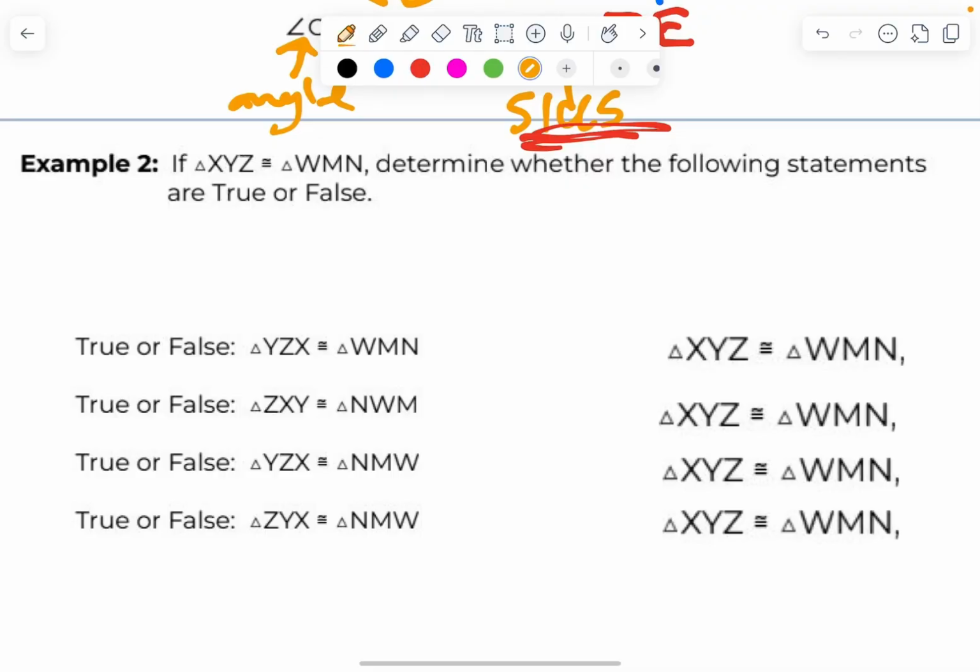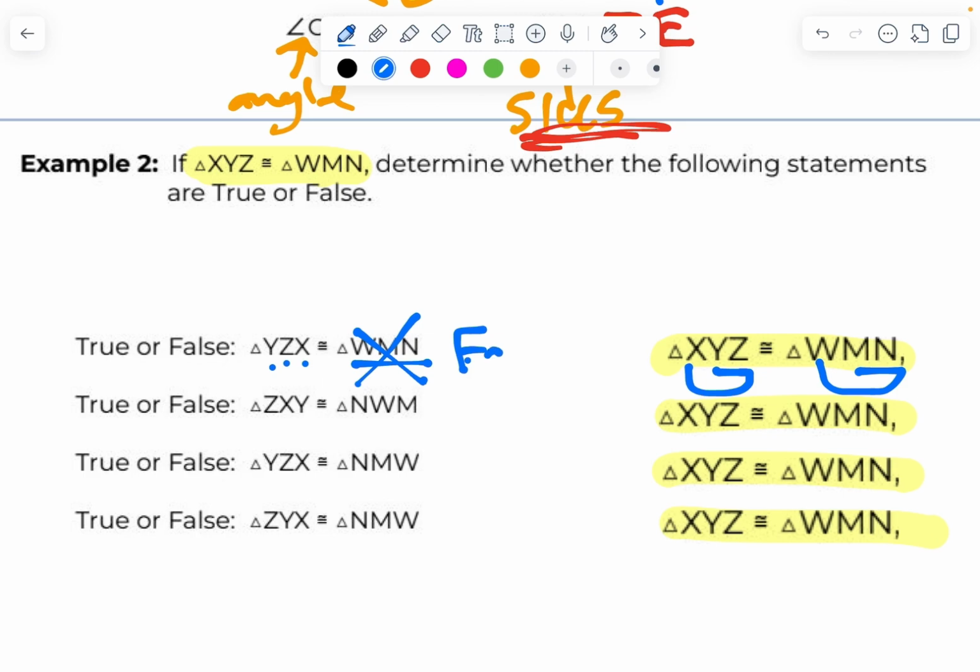For example 2, I've recopied the triangle congruency statement over here for each question so that we can check our order. It says, determine whether the following statements are true or false. So basically we're looking to see if the order stays the same. So for this one it says Y, Z, X. So Y, Z, and then we come over to X. So we need to do that same pattern on the other side. So it should be M, N, W. And is that what it says right here? M, N, W? No, so that is going to be false. That is not in the same order.